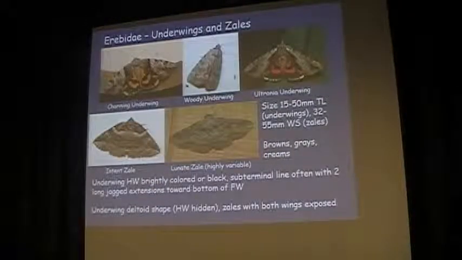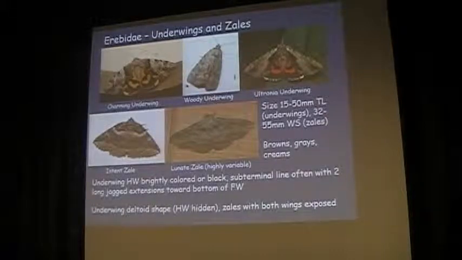Okay. Then the underwings and zales. And the underwings are sort of a really sexy group. A lot of people love to go, and they're out in late summer and early fall, so people go out and look for these guys then. And they think they're really cool because they're hard to spot, but if you get them to open their wings, it's really pretty.